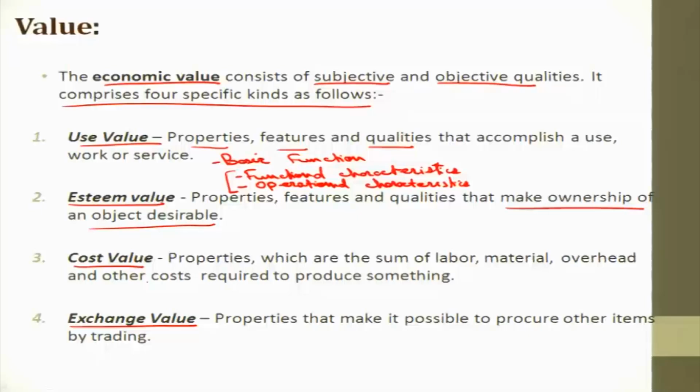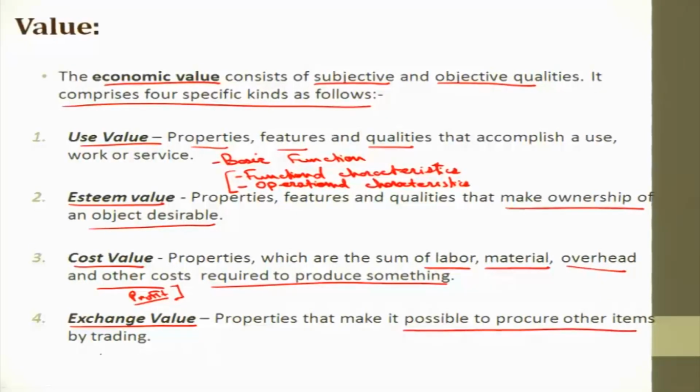Next is cost value. These are the properties which are the sum of labor, material, overhead and other costs required to produce the product. Other cost means we also have profit involved in this. If we are talking about the value or the cost to the customer, that is the selling price, it also has this profit in it. So it is the total cost of producing the product. Next is exchange value. These are the properties that make it possible to procure other items by trading.